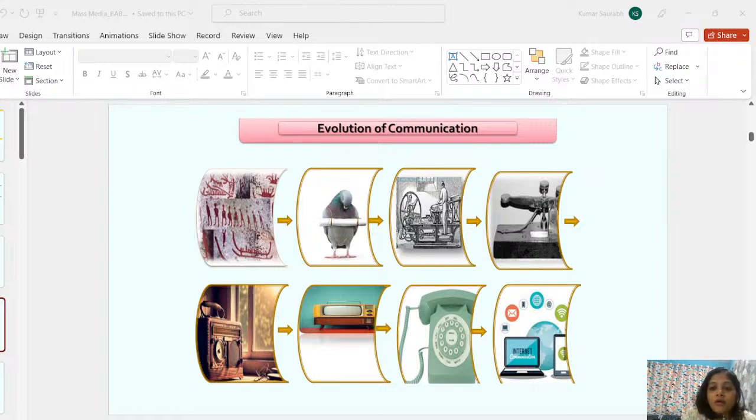So before the printing press, how did people used to communicate? Of course, you can see these two pictures. This is how the people used to communicate. I think I have made one small video about the printing press. If you haven't seen that yet, just go to the description. I will share that entire video in the link, so you can visit it and get to know about the printing press era, how it all started, and how it was before the printing press.